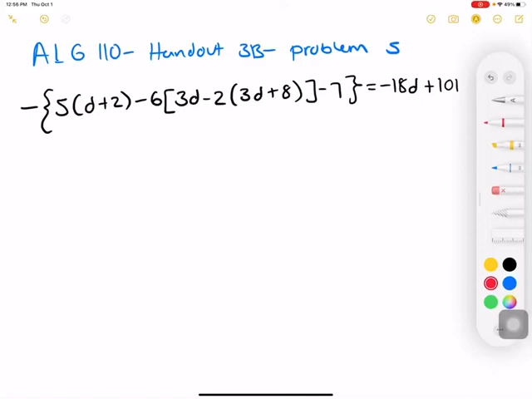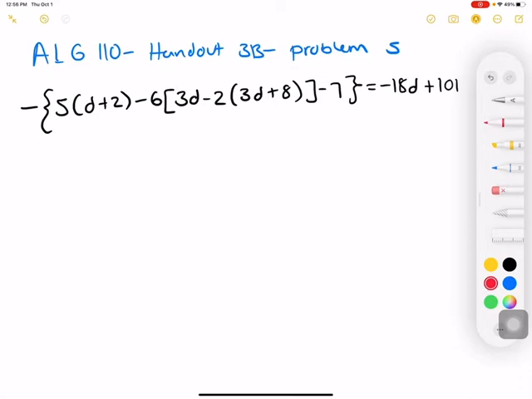So in this video I'm going to show you how to solve problem 5 on Handout 3B for the first part of algebra. We have this large equation that has a lot of parentheses and brackets and braces. So we're going to take the approach of getting rid of the innermost parentheses first, and then we're going to start from the inside towards the outside.